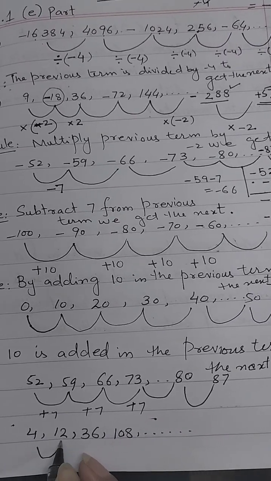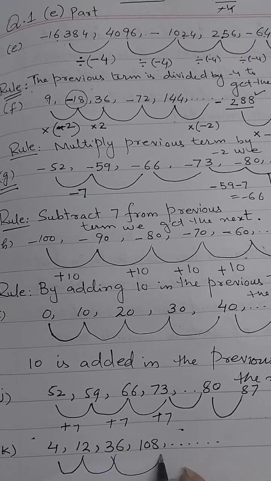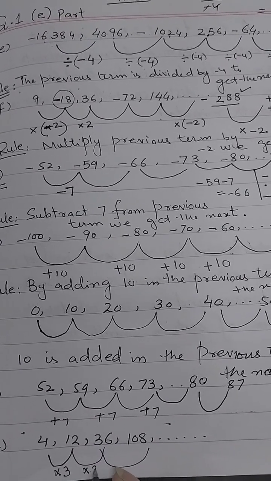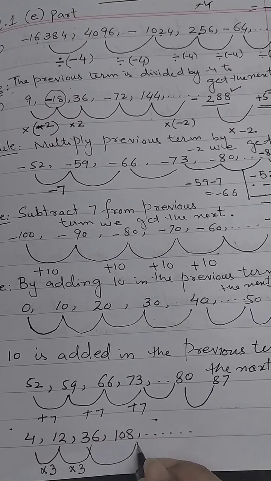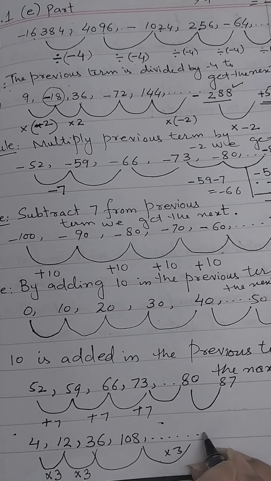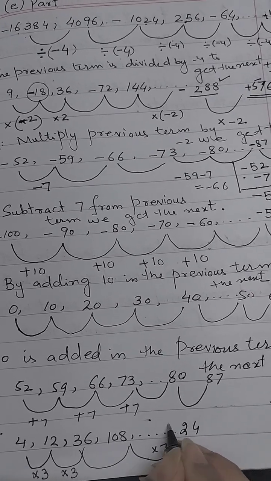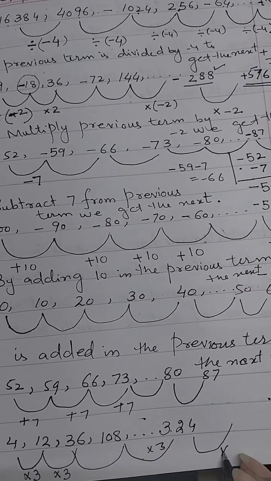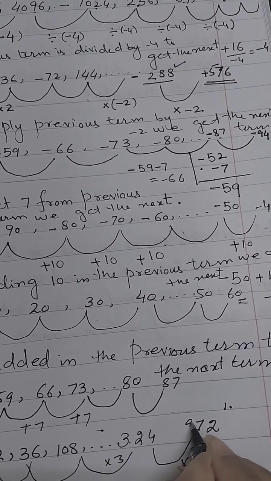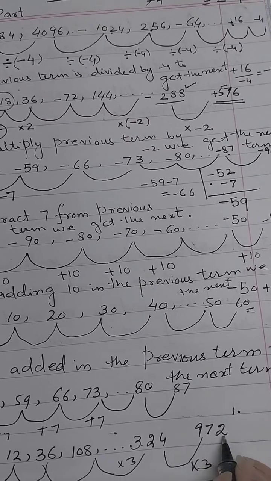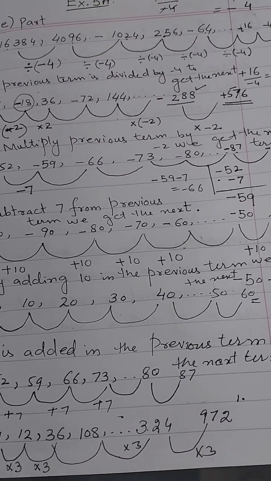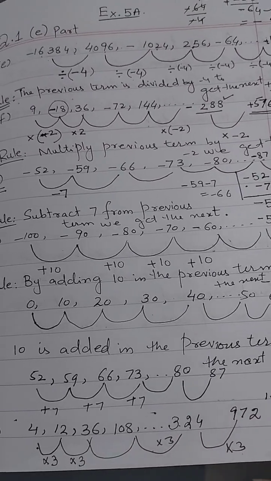Just look at this. This is like multiple form. You can check it. 4 3s are 12, 12 3s are 36. So when you multiply it by 3, you get 384. Then multiplied with 3, you get the next term. And the rule is by multiplying the previous term by 3, you get the next term.